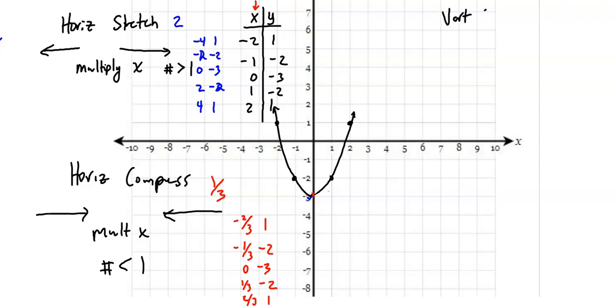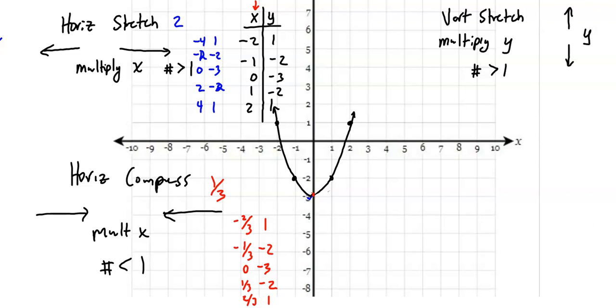If I do a vertical stretch, that means I'm pulling in directions up and down, so I'm affecting the y values. And the y values are actually going to get bigger. They're going to get more extreme. So I'm going to multiply the y's, and my number is going to be bigger than 1 because it's going to get stretched out. So let's do that.